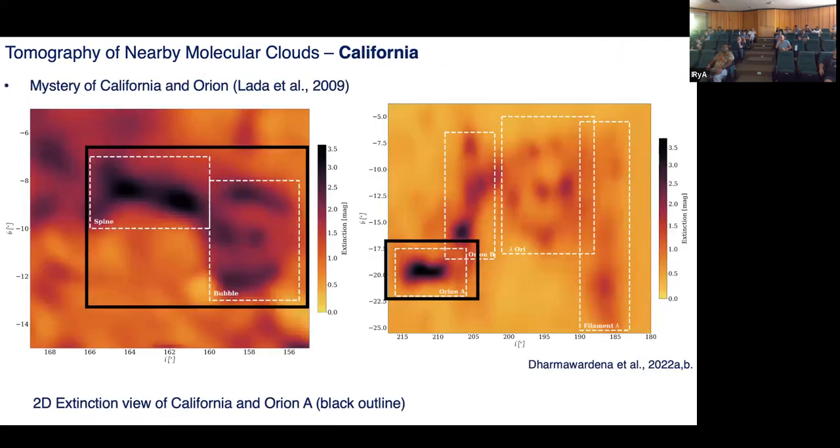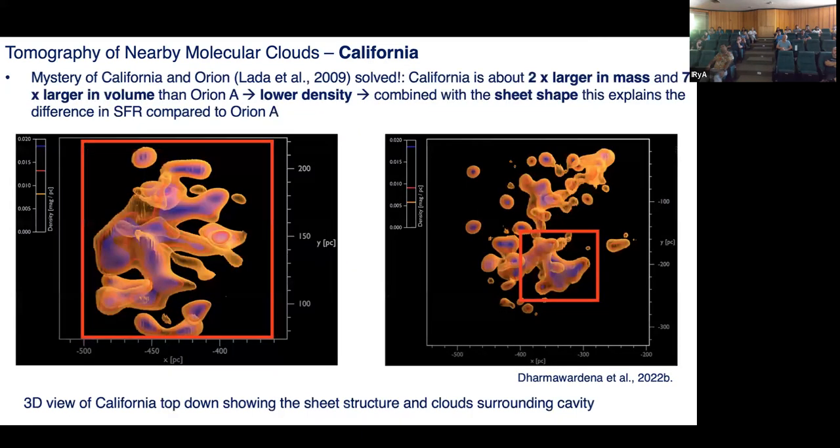And then another interesting thing you can do with Orion is actually compare it to California, because in 2009, Lada et al. suggested that Orion has this sort of tail and a bubble. So does California, tail and a bubble. And they thought the distances were similar, but we have better understanding of the distances now, and they're not that similar. They look the same, but the star formation rates for these two clouds are very different. They were like, okay, why is this happening? They're sort of the same size, same shapes, but they're very different. And that mystery is very easily solved as soon as you look at it top down.